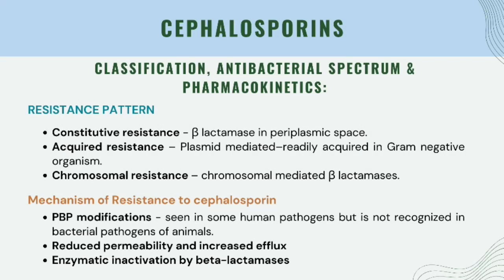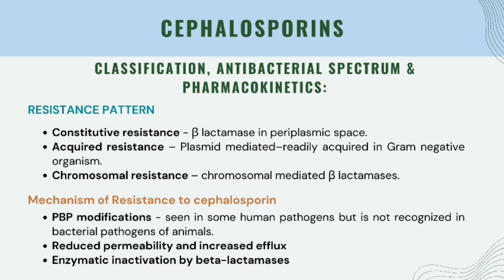Next, we're going to talk about the mechanisms that bacteria employ to resist the effects of cephalosporin antibiotics. Resistance to cephalosporin antibiotics can occur through various mechanisms, each posing unique challenges in clinical practice. The three primary mechanisms of resistance include PBP modifications, reduced permeability and increased efflux, and enzymatic inactivation by beta-lactamases. Penicillin-binding protein modification is seen in some human pathogens, but is not recognized in bacterial pathogens of animals.